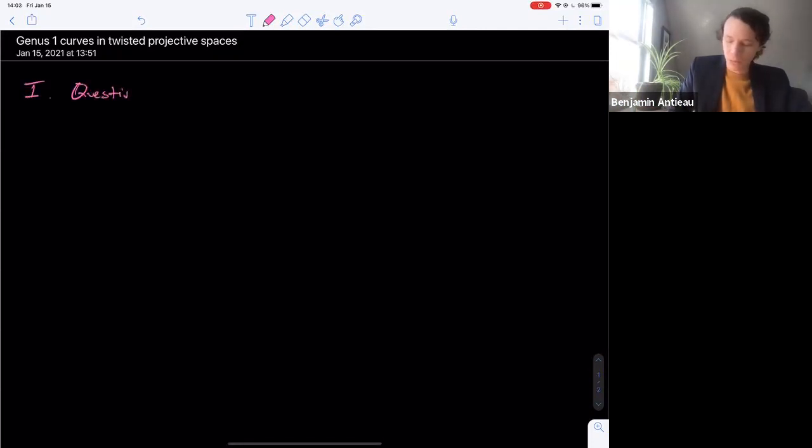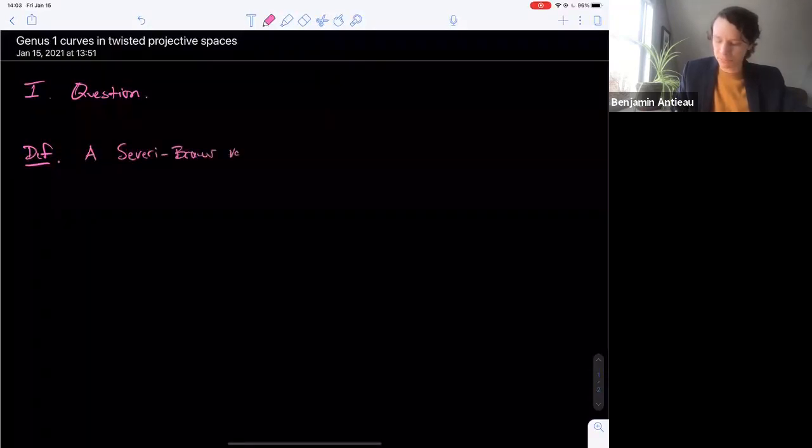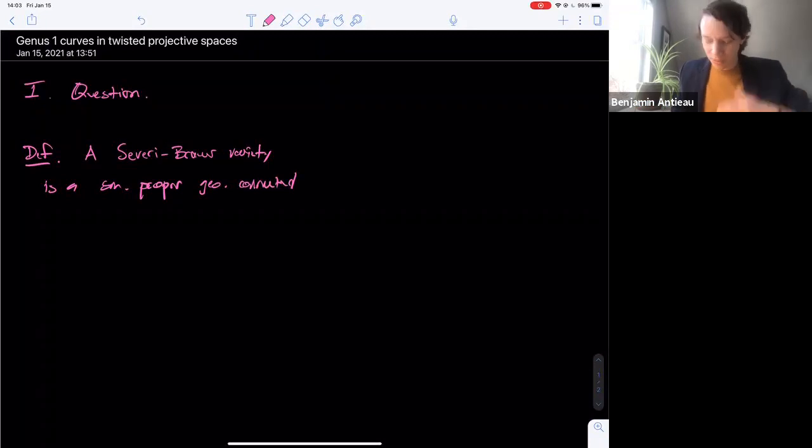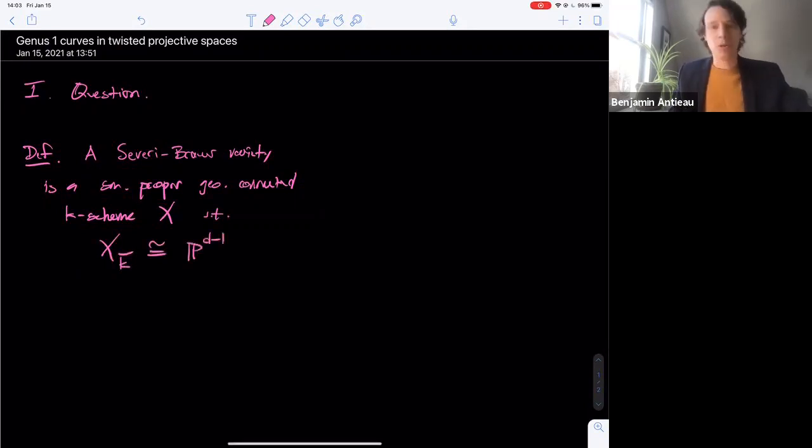So let me explain to you the question that I wanna think about. And first, I'm gonna define what I mean by these twisted projective spaces. Specifically, these are Severi-Brauer varieties. So a Severi-Brauer variety is a smooth, proper, or projective, geometrically connected K-scheme X, where K is some field, such that when I base change to the algebraic closure, X becomes isomorphic to a projective space. Some of these conditions are going to be redundant given what I'll say in a moment.